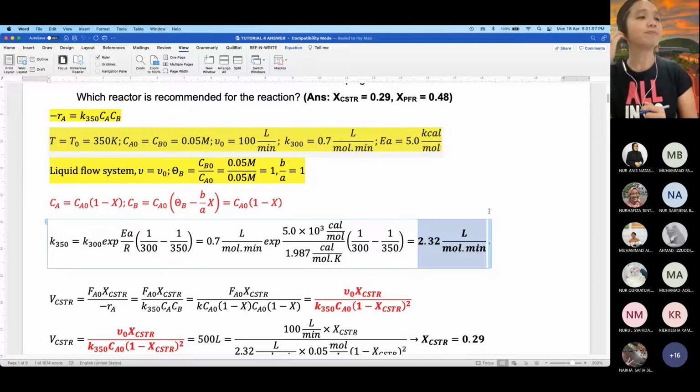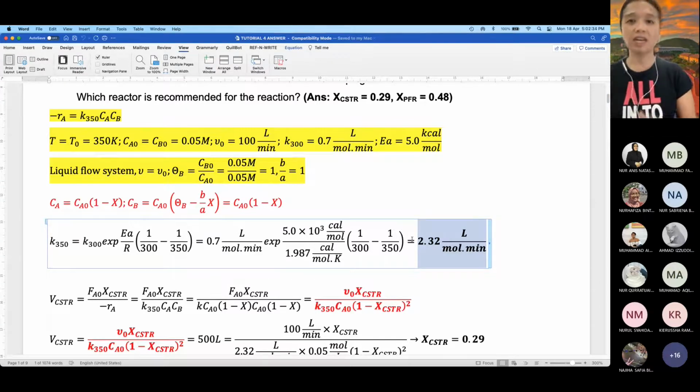Again, for you to check, if you are not sure whether your calculation is correct, as I taught you, K increases with temperature. So K at 350 must be bigger than K at 300. You can see at 300, K is 0.7. At 350, the calculated K is 2.32. So it is somewhat logical because K goes up with temperature. Although we cannot conclusively say the answer is correct, logically the answer makes sense, so most likely it is correct.